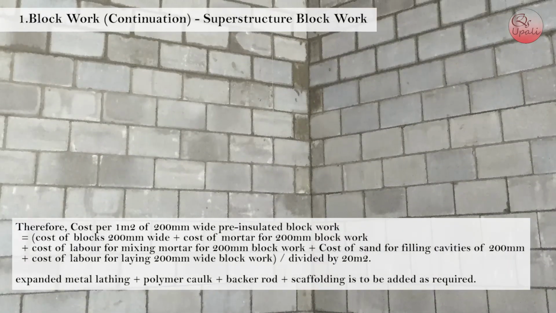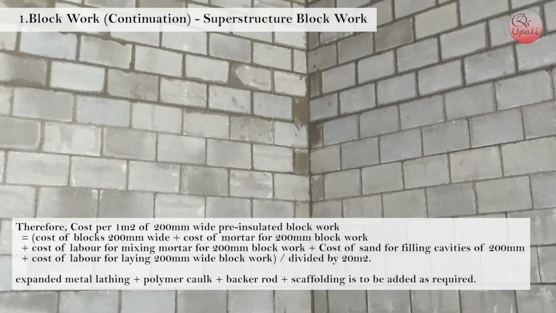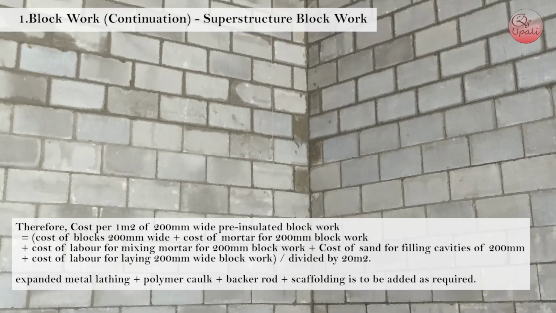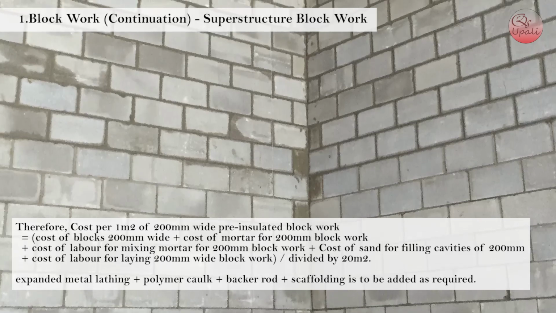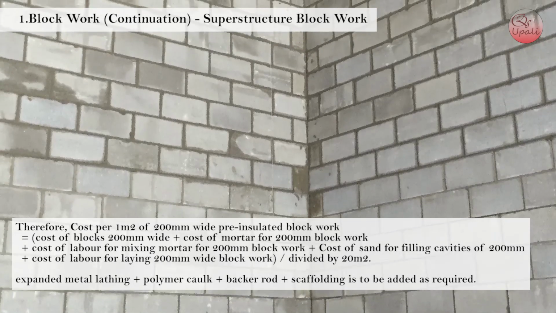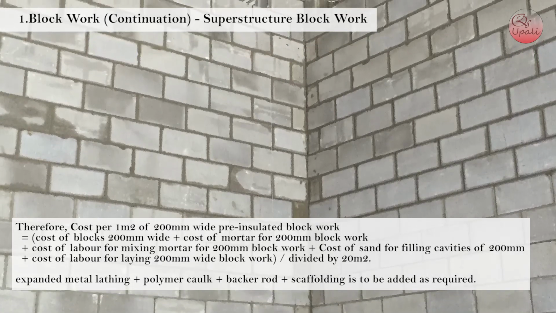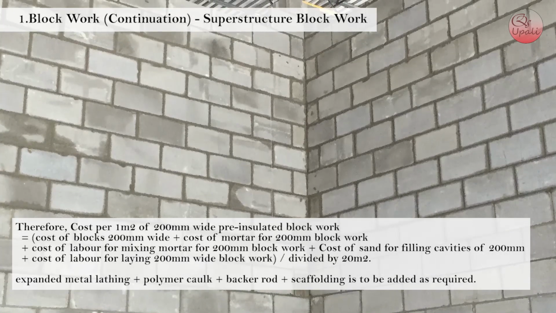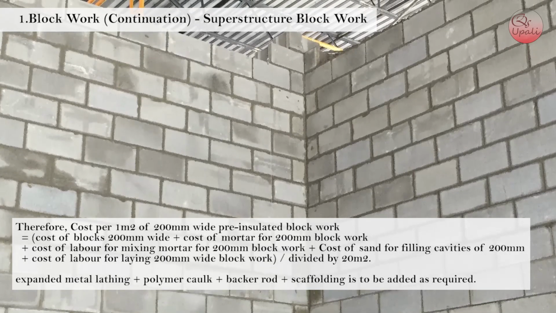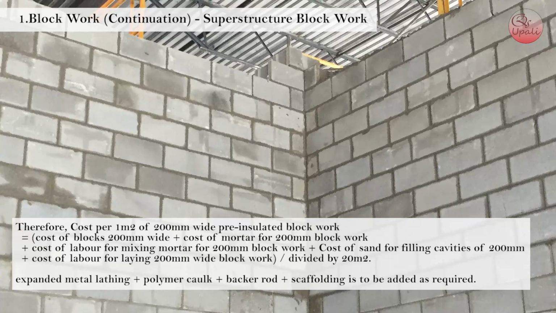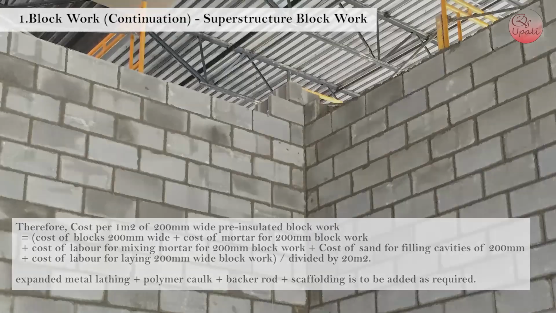Therefore, cost per 1 m² of 200 mm wide pre-insulated block work equals cost of 200 mm wide block plus cost of mortar for 200 mm block work plus cost of labor for mixing mortar for 200 mm block work plus cost of sand for filling cavities of 200 mm plus cost of labor for laying 200 mm wide block work, divided by 20 m². Expanded metal lathing, polymer caulk, backer rod and scaffolding are to be added as required.